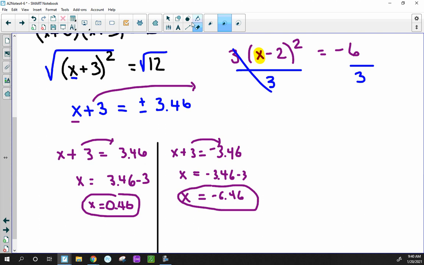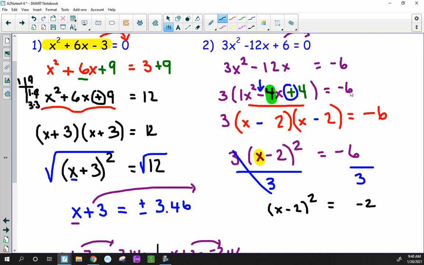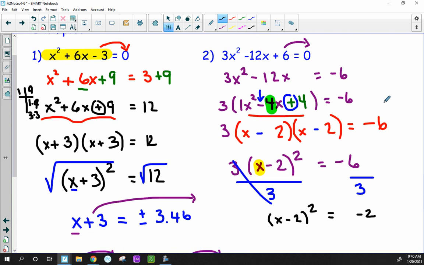So, try that again. So it's x minus 2 quantity squared equals, and then negative 6 divided by 3 is negative 2. Oh, alright, time out. Let me backtrack because I made a mistake and I'm glad I caught it just now.